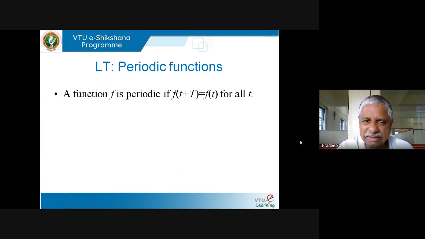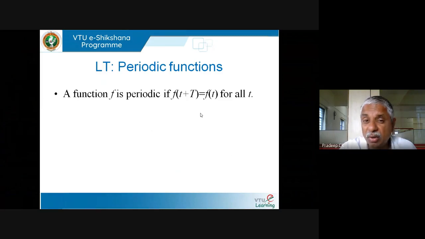So the definition is easy here. The definition is right here on your screen. A function f is periodic if f of small t plus capital T is f of t for all small t. Capital T is a fixed number. So what does it mean? I'll read the definition, but how do I understand this?